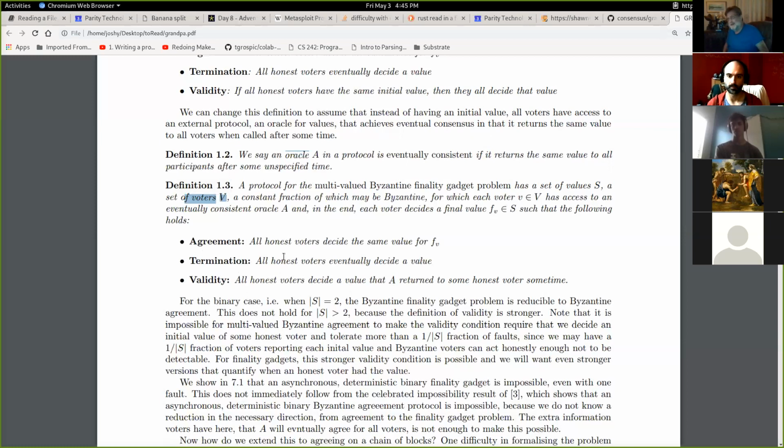Yeah, I totally agree. And so I think that's why they're saying this language sounds almost hilarious because it's so general. They're saying the voters will decide on a value that the Oracle returned to one of us at some time. It might not have been returned to me, it might have been returned to someone else, and it might not have even been returned to them recently. But at some point the Oracle said, this is my current best block.